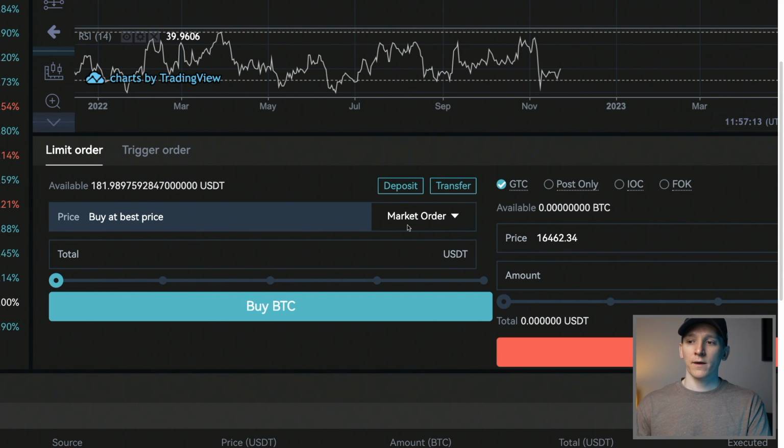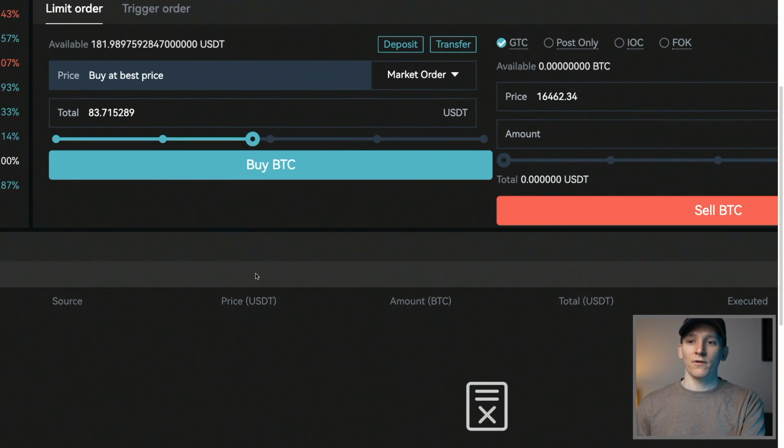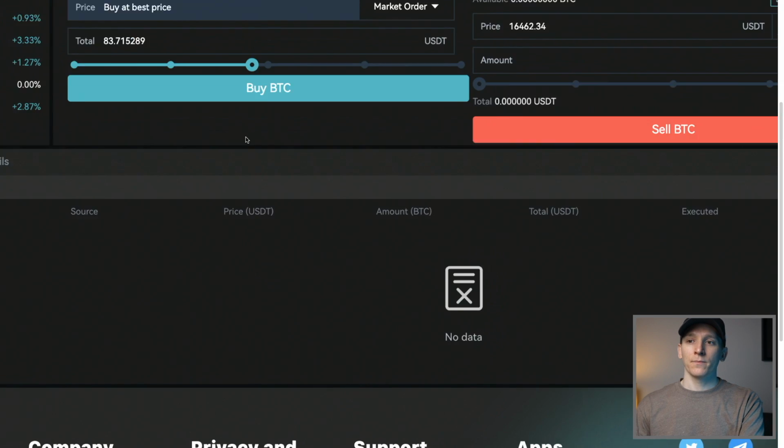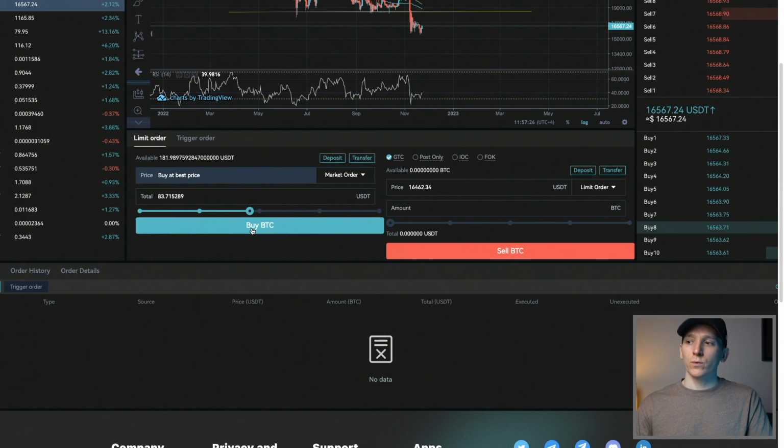What we can do though is put in the amount that we want to trade. So we have a market order here and it says best price. So it just gets the best price for us. We don't choose that. Choose how much USDT you want to spend, whatever that is, and just press buy. Now, when you press buy, that order will go through instantly and it will trade at this mid price. That's fine. You got your order done, but there are better ways to trade.